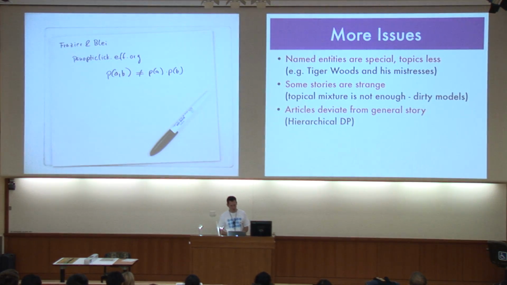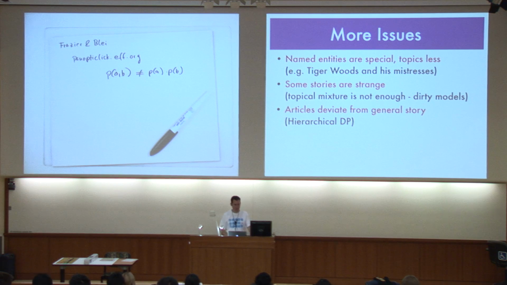Named entities are special, or maybe not so much. So Tiger Woods and his mistresses. And while what he did with each of the mistresses was probably similar, the names are different. So different sub-stories are essentially Tiger Woods plus X, Y, and Z. Some stories are simply strange. So in other words, they don't really follow any common word distribution very nicely.